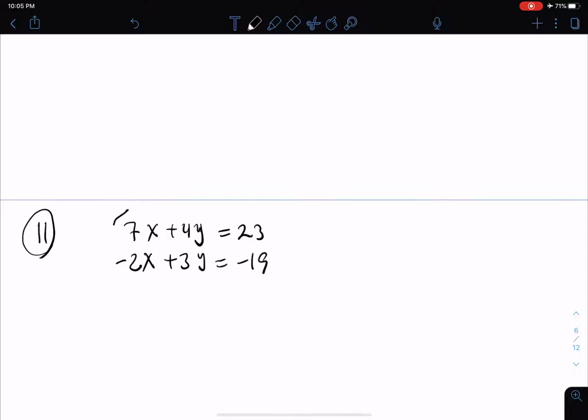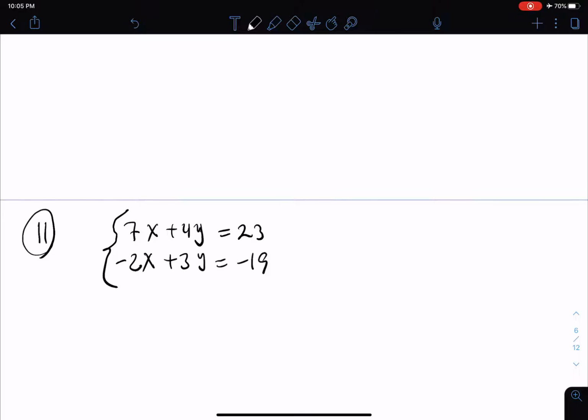Number 11, it says the system 7x plus 4y equals 23. And the second equation is negative 2x plus 3y, and that equals negative 19. Now there's my system. That was a horrible brace I just made there. Let me try that again. Okay, so there's my system. So it says solve the following system by using elimination, also known as addition.